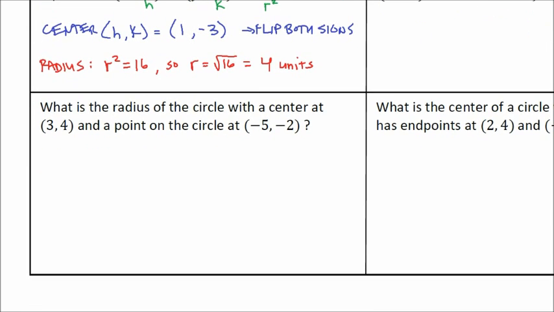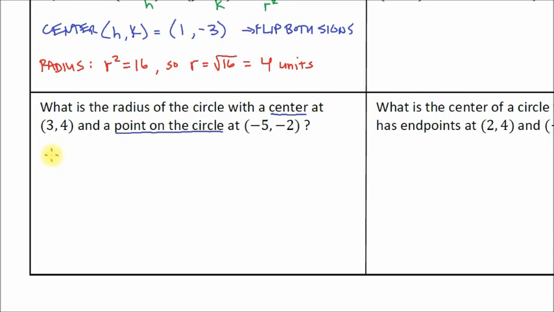So there's our center and radius. Pretty straightforward. Next question: what is the radius of the circle with a center at (3, 4) and a point on the circle at (-5, -2)? Now I want you to remember something. The radius is the distance between the center and any point on the circle. That means if we can find the distance between the center and a point on the circle, we will find the radius.